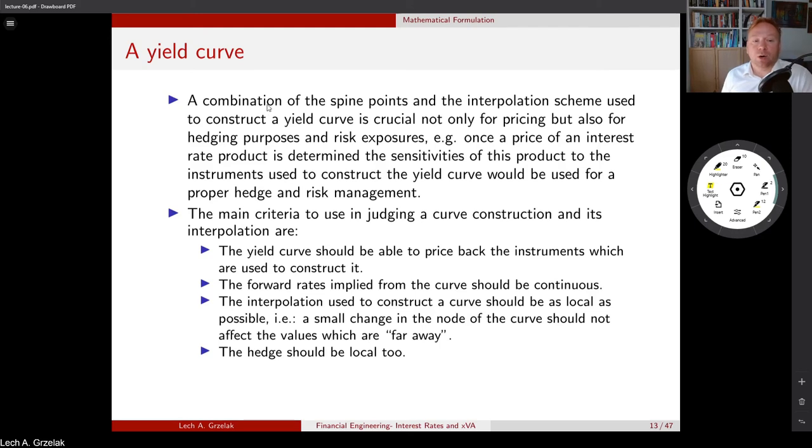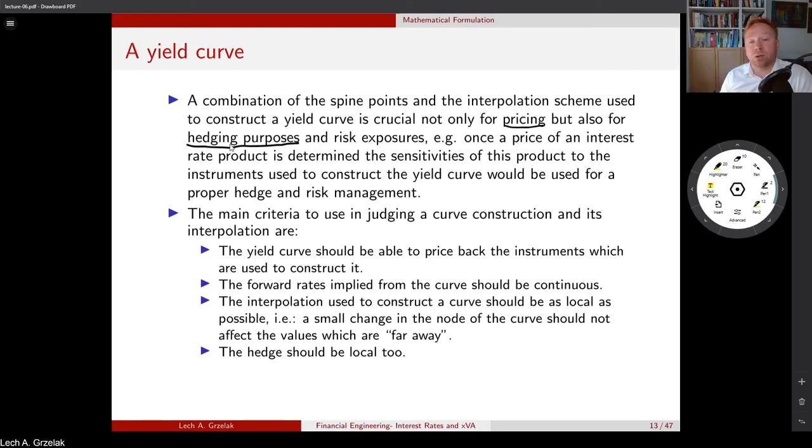Yes, a combination of the spine points and the interpolation scheme used to construct the yield curve is crucial, not only for pricing, but also for hedging. When we talk about requirements, we have to focus not only on pricing, because pricing comes naturally once we calibrate the yield curve. This means we are pricing to par: we find the curve such that we can recover the market instruments, the liquid instruments that were used for building up the curve. But we also have some other cases.